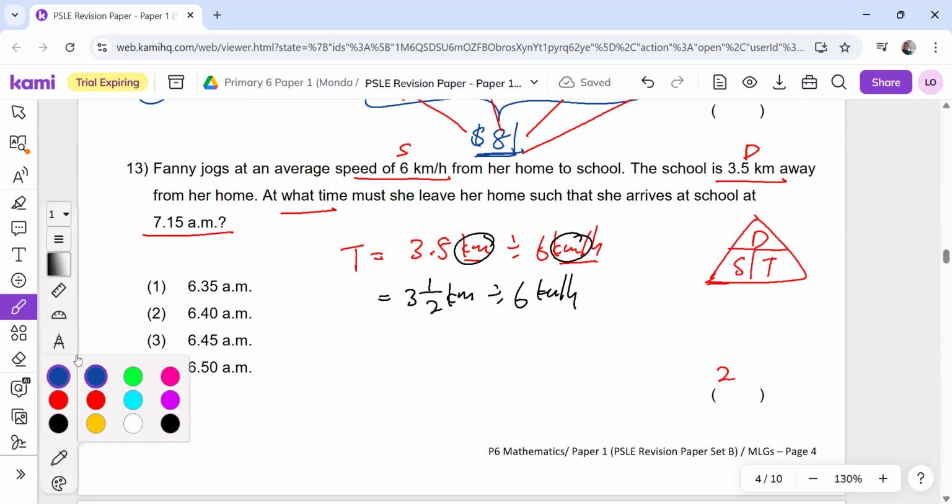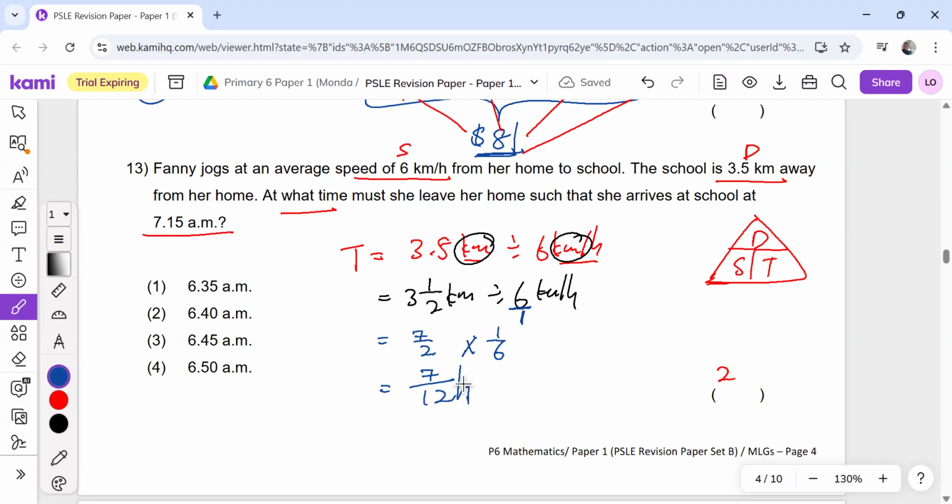So how do we do it? Now, 3.5 becomes 7 over 2. The whole number becomes a fraction, right? So keep, change, flip. Keep, change, flip. And then what do you get? 7 cannot cancel, then you multiply. 7 times 1, 2 times 6. 7 over 12 hour. See?